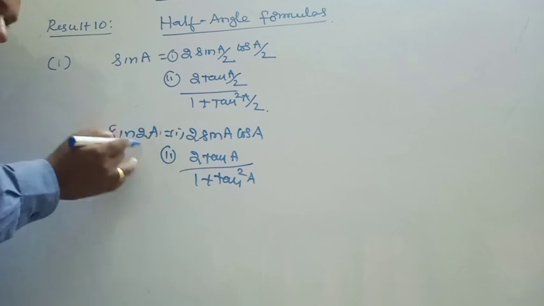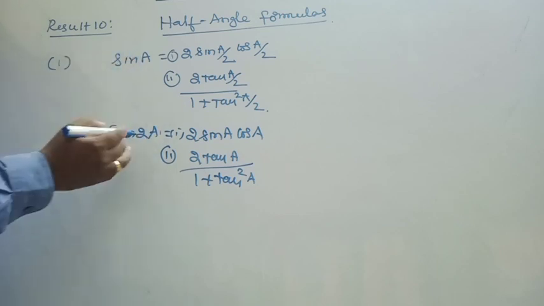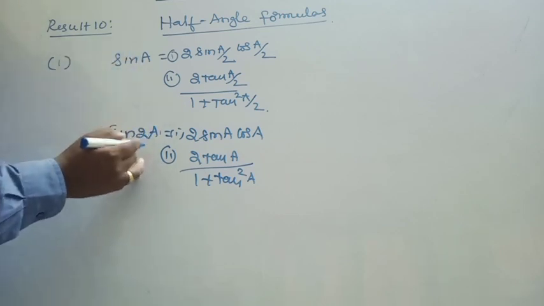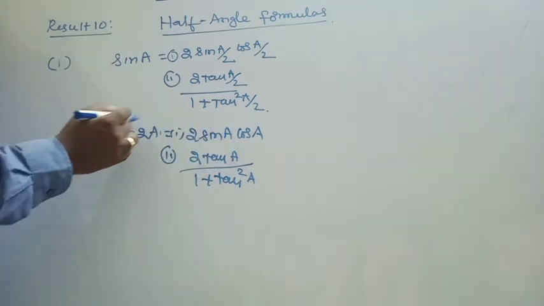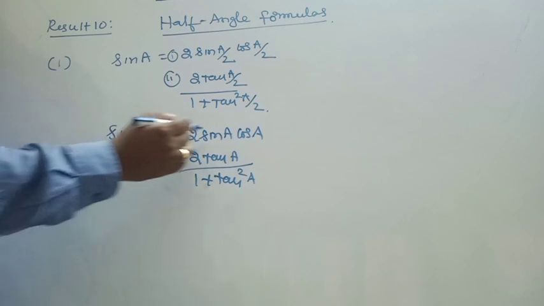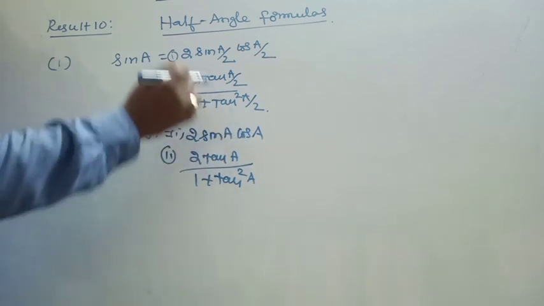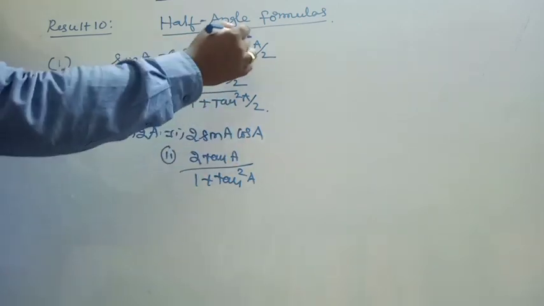In 2A, what is half of the angle? A. See, in 2A, half of the angle is what? A. Everywhere, 2A means half of the angle is A. In A, half of the angle is nothing but A by 2.